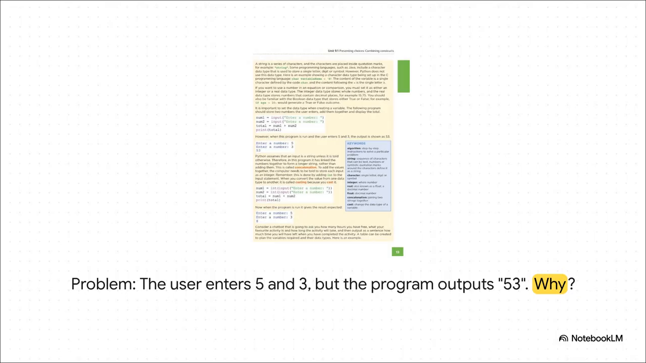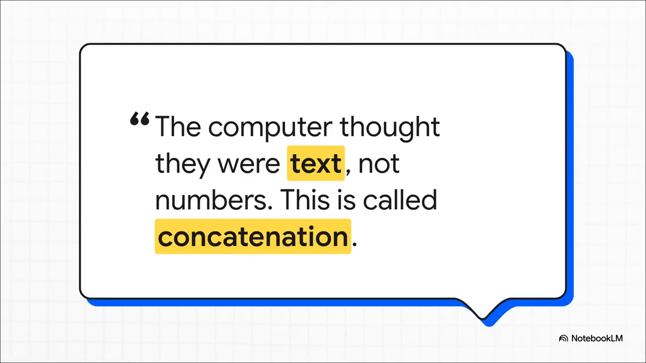Okay, check this out. The program asks for two numbers. The user types in 5 and 3, and the computer says the total is 53. What just happened? The program didn't crash, but that answer is totally wrong. Any ideas why? It all comes back to those data types.